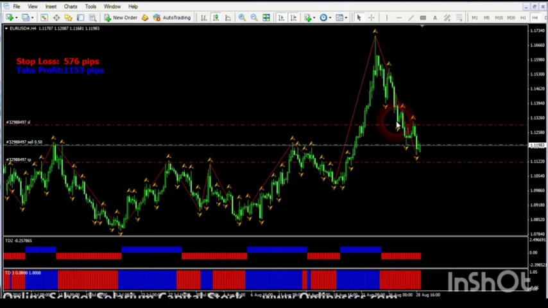I hope you have a good day. We're going to talk about the Ichimoku method next session. So I'm going to start it from beginner level to professional.